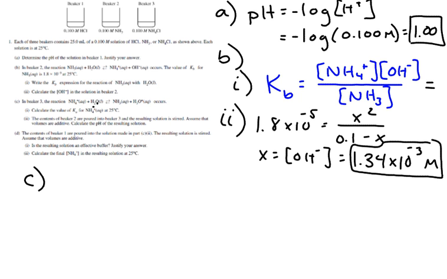Okay, letter C. So, by the way, 1 point is earned for the correct setup. 1 point is earned for the right answer. In beaker 3, reaction. They give you a different reaction. NH4 plus water gives you that. Calculate the Ka. How do I do that? How do I get the Ka? Any thoughts? Jeffrey?